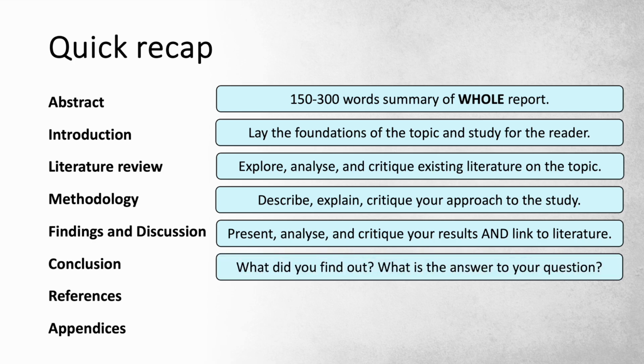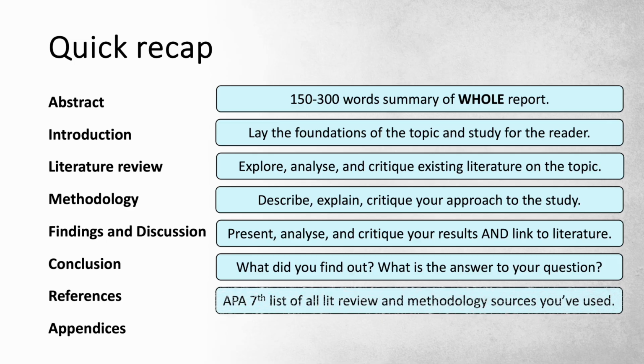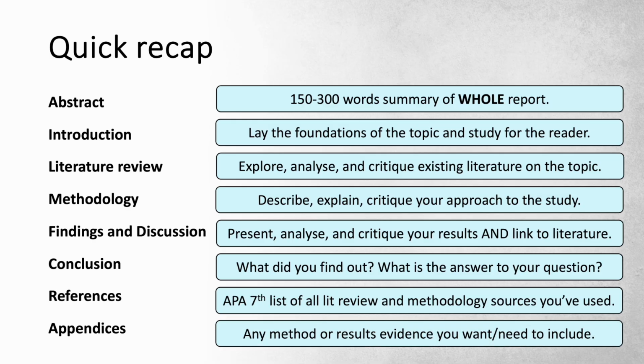In your conclusion, this is kind of like your final reflection: what you found out, what the answer is to your research question. You're going to have a reference list done in APA 7th of all the sources you've used throughout the report, and you might even include an appendix or a set of appendices, and this might include any methods evidence or results evidence to back up the things you've mentioned in the report.